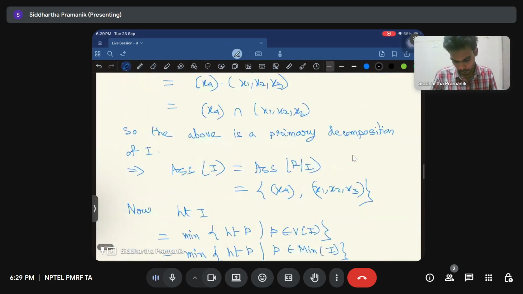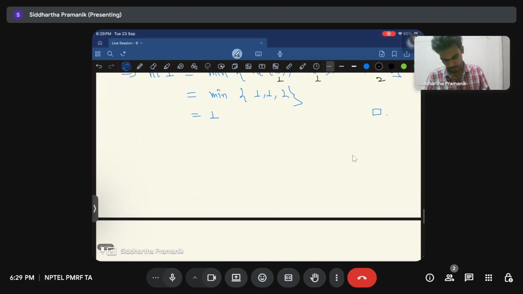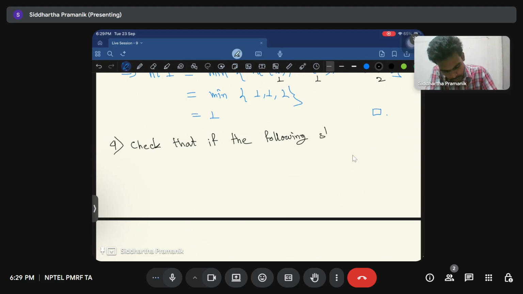So this is problem number 4. We need to check whether the following statements are true or false.